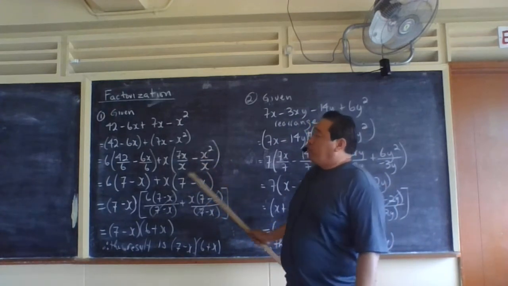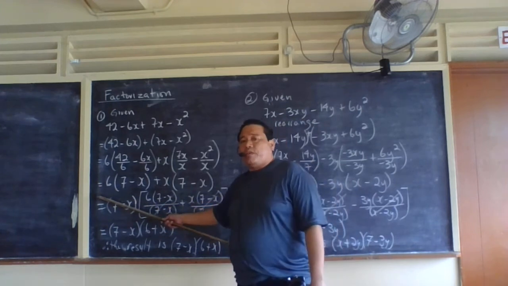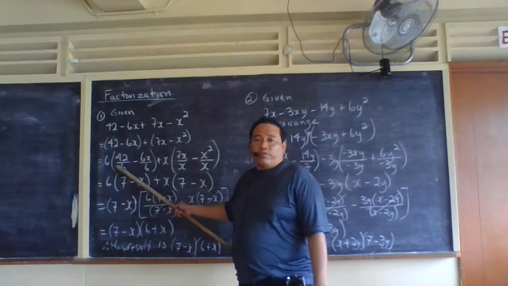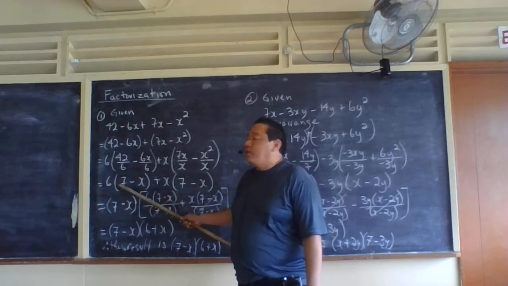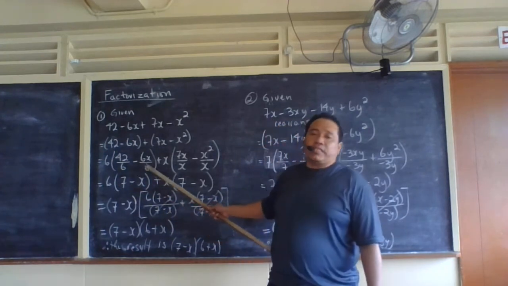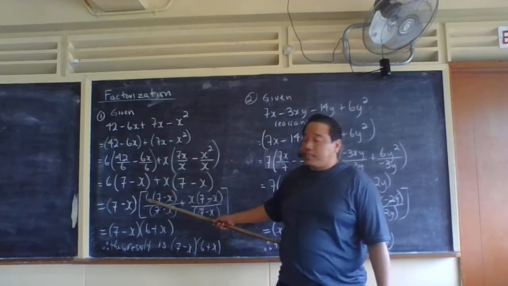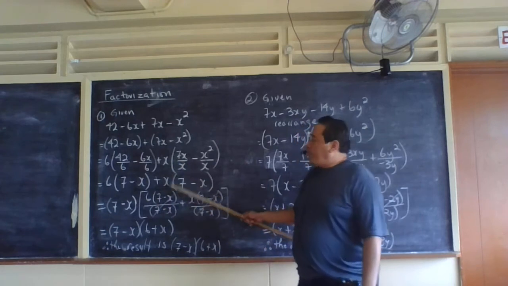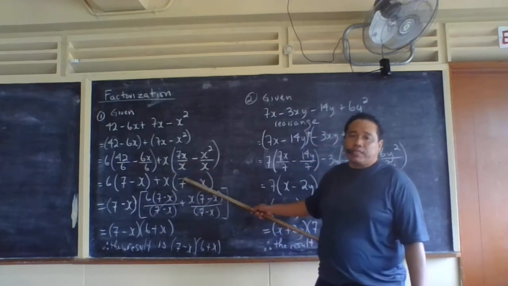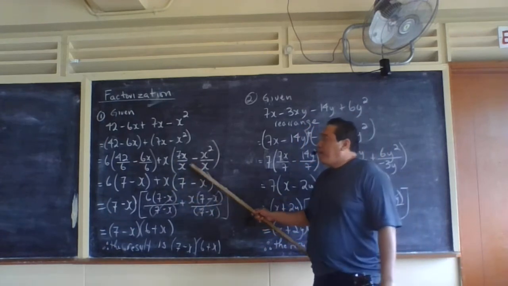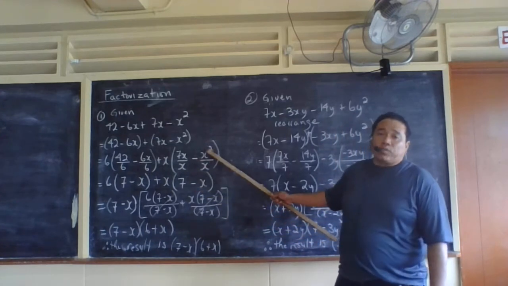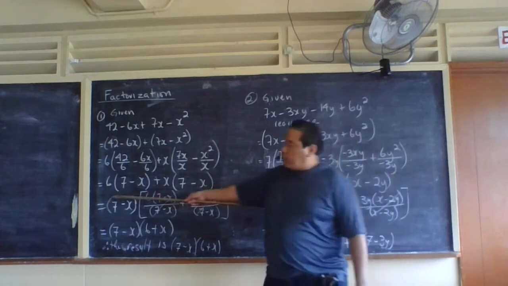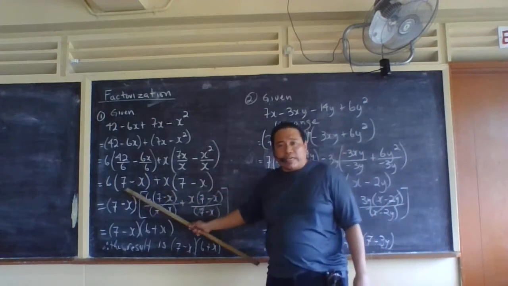Close the bracket. So on my next step, equals, the 6 will remain outside, open bracket 42 divided by 6 is 7, minus 6x divided by 6 is x. Close the bracket. Bring down the plus x. Open bracket 7x over x cancels, leaving me with 7. Bring down the minus. x squared over x is x. Close the bracket.